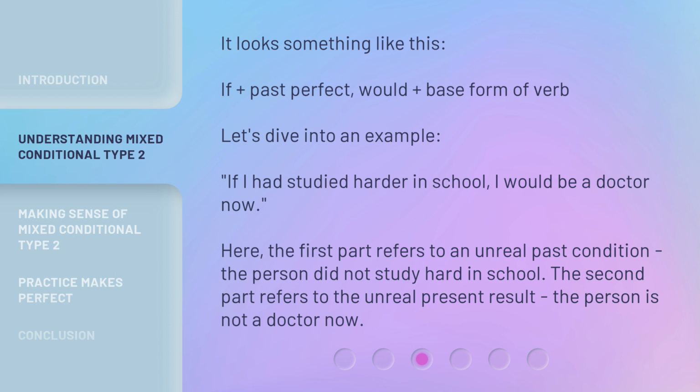Let's dive into an example. If I had studied harder in school, I would be a doctor now. Here, the first part refers to an unreal past condition. The person did not study hard in school. The second part refers to the unreal present result. The person is not a doctor now.